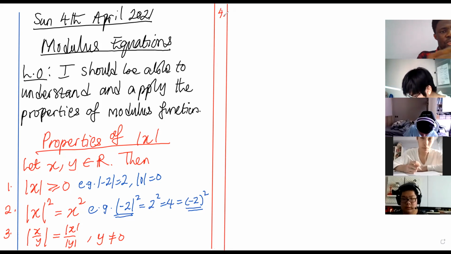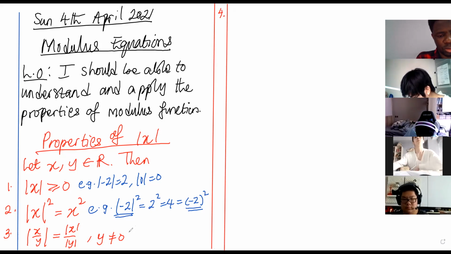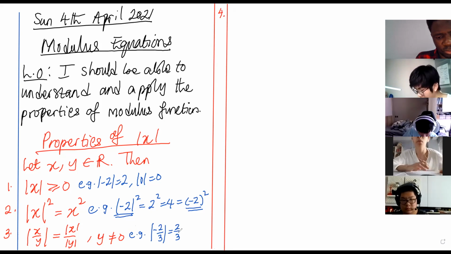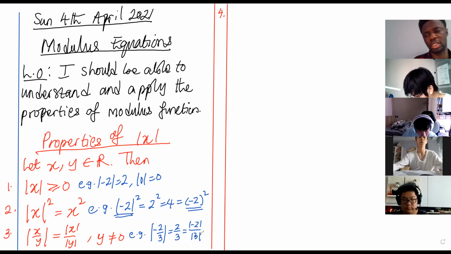So for example, in this case, I'm looking for the absolute value of -2/3, which would be 2/3. It's as good as absolute value of -2 divided by absolute value of 3. Something like that.